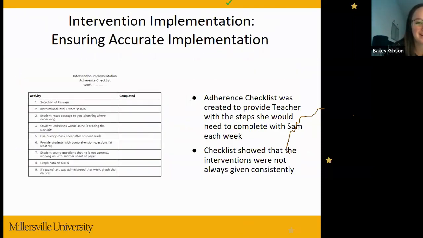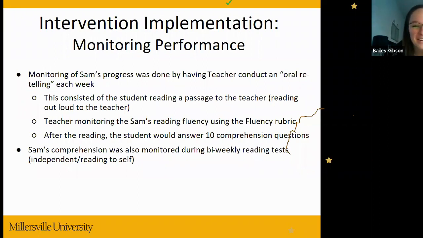Oh, go back one. Yeah, okay. So like I said, we monitored his weekly progress through an oral retelling. This was him reading a passage to his teacher, and she would use the fluency rubric to monitor his fluency. And then afterwards, he would answer questions, more based on retelling what he just read. I think there would be like 10 questions about what he just read, and we would graph that. And then his comprehension was also monitored bi-weekly through reading tests, which was more independent reading to himself.